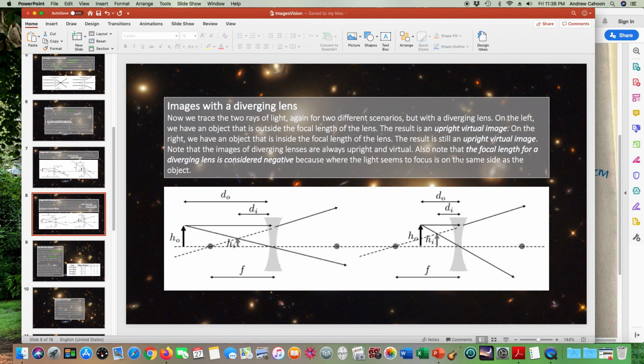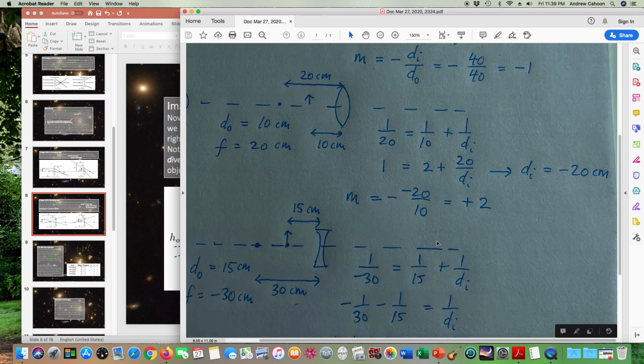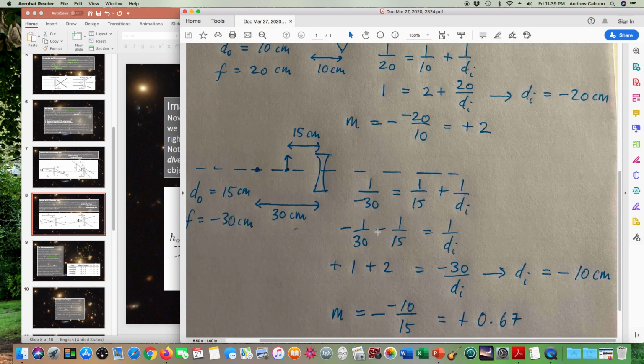So the distance from here to here is 30, and this distance is 15. I should point out that for diverging lenses, the focal length is considered to be a negative number. The way that you can use the same formula for all of these is that sometimes the numbers end up negative, and in this case, the focal length is actually negative for a diverging lens. All right, so we plug the numbers in the same way, except for now focal length is negative. So we have 1 over negative 30 equals 1 over 15 plus 1 over di.